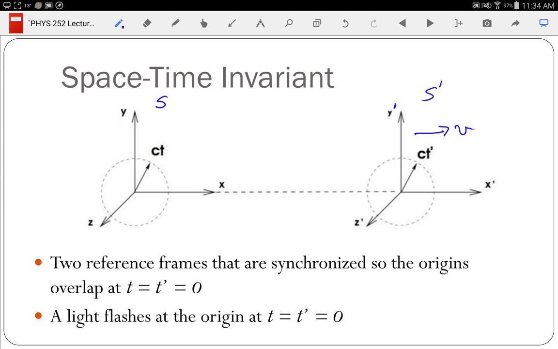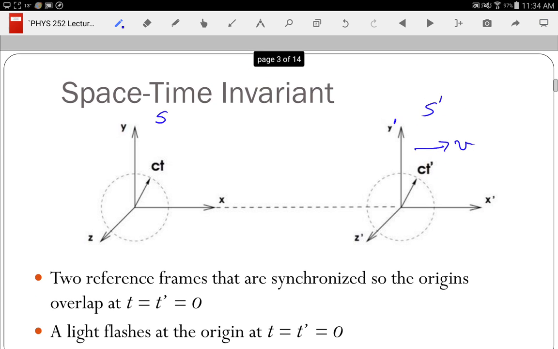we're going to call that time zero. We're going to have a light bulb that flashes a light at the origin. So just to make sure we're clear here, at the instant that time is equal to time prime is equal to zero, their origins are the same place. So I have, this is back at that location at time zero. And there's going to be a light that flashes.